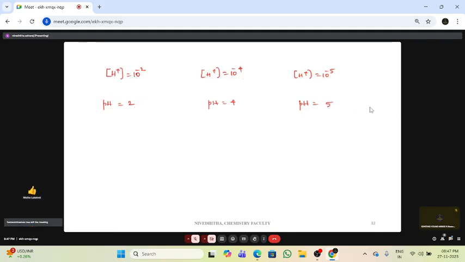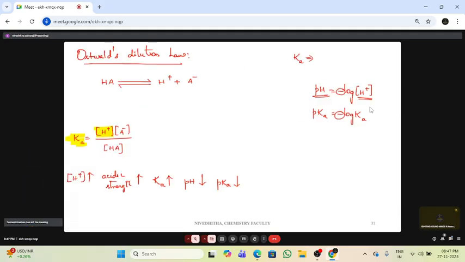Fine. So this is Ostwald's dilution law. And here I've just written the relationship. I have a very small derivation here. Listen here. If the concentration of HA before dissociation was C, when time t is equal to 0, the concentration of H plus and A minus I've taken is 0. Before dissociation, there will not be any H plus ion or A minus ion.